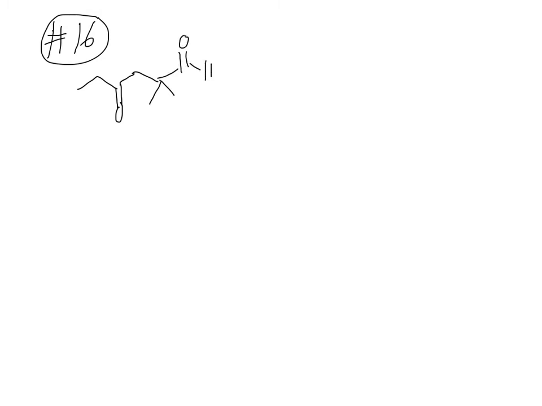All right, let's take a look at number 16 in Sapling. So we have here an aldehyde and a ketone in the same molecule. Aldehyde and ketone, the same molecule. Now if you look, they're not right next to each other, right? There's no alpha carbon that they're sharing.